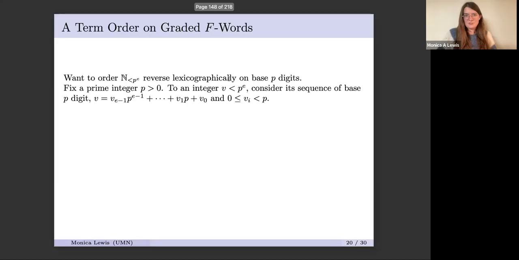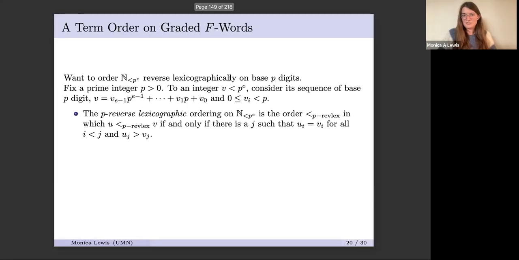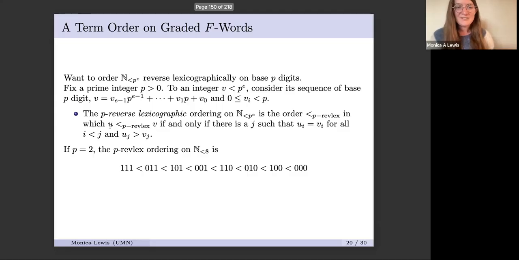So I'll give the definition if you want to see it. The P revlex order on natural numbers less than P to the E is: you find the first index J at which the two of them disagree, with them agreeing for all I strictly less than J, and at the jth position, if uj is greater than vj, then you flip the inequality and declare u to be smaller in P revlex. So it's just the definition of revlex that you would see anywhere, but revlexing the base P digits. But I think it's easiest to just show you an example to see what revlex is doing that's different from the usual order on natural numbers less than 8.